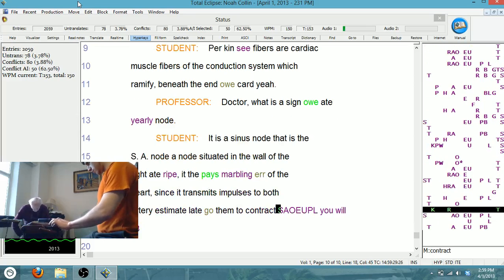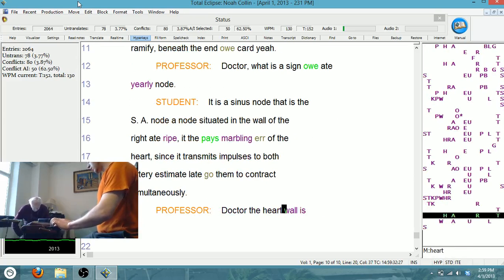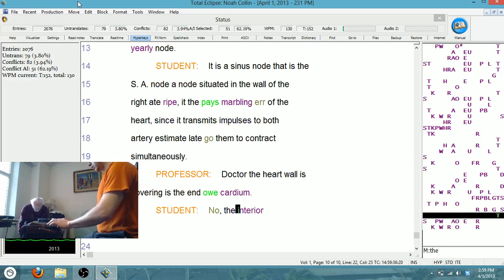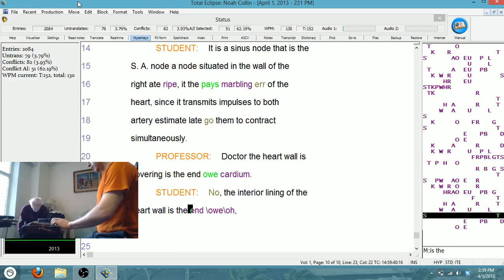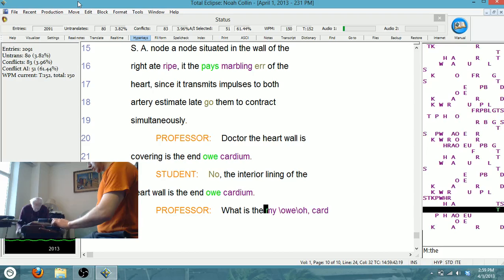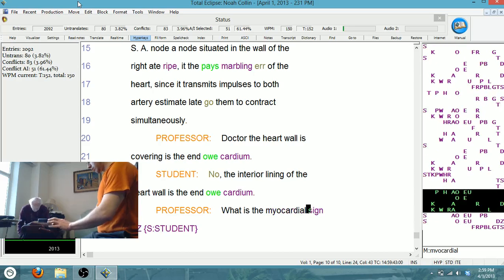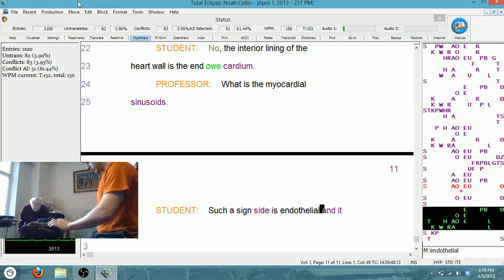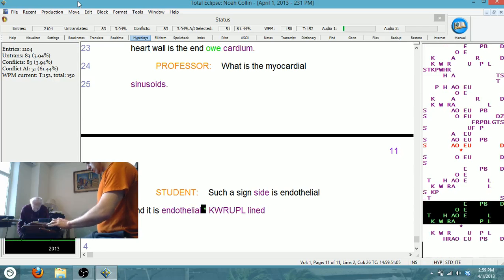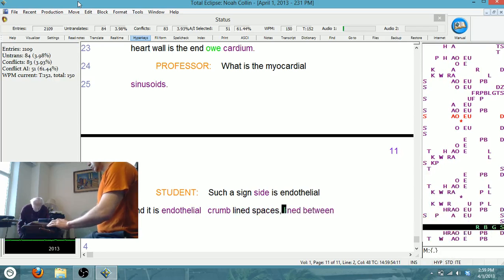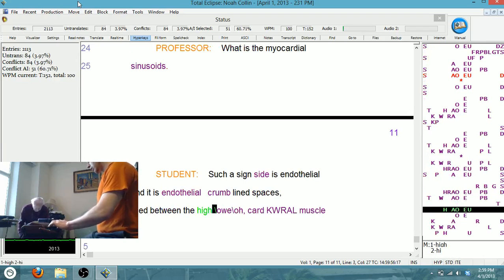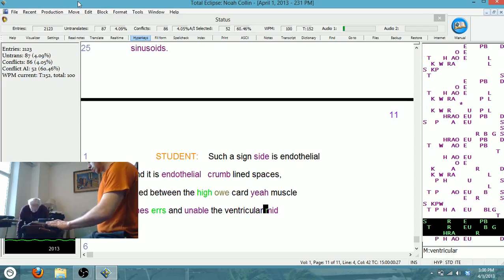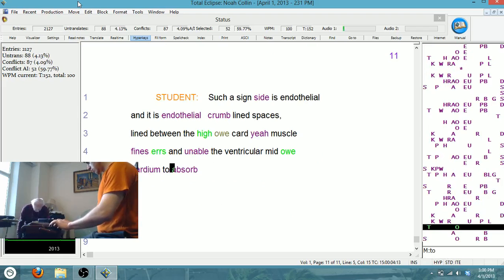Doctor, the heart wall and covering is the endocardium? No, the interior lining of the heart wall is the endocardium. What is the myocardial sinusoid? Such a sinusoid is endothelium-lined spaces lying between the myocardial muscle fibers and enabling the ventricular myocardium to absorb blood in a sponge-like manner.